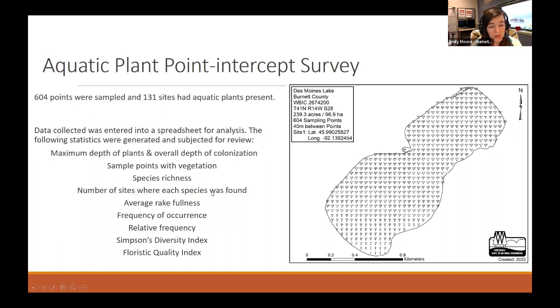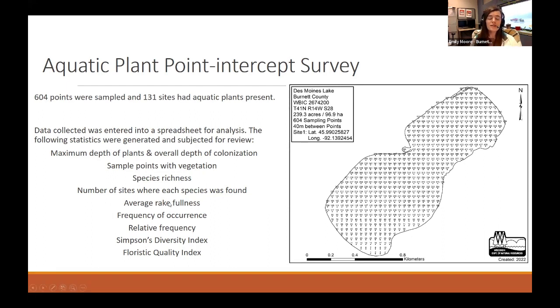Number of sites where each species was found. So at each location, we took each species, identified them to species level, and at each point we can tell how many species we found, which I'll get into in the next slide. I'll have a photo for that.